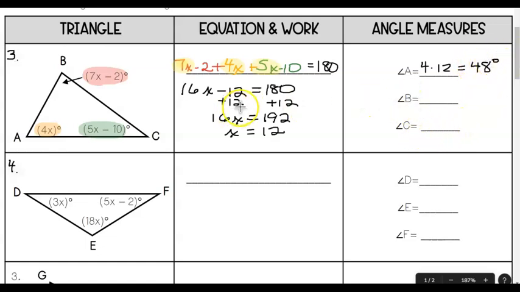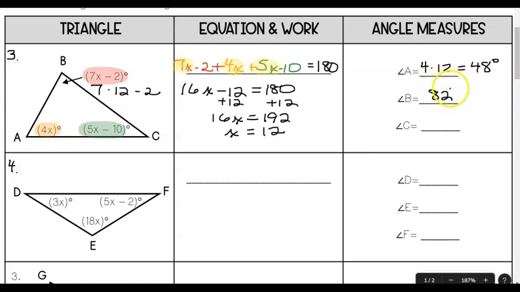Okay, angle B was 7x minus 2. So we'll do this without writing it all over here; I'll write it over here. Angle B would be 7 times 12 minus 2. 7 times 12 is 84, minus 2 is 82.